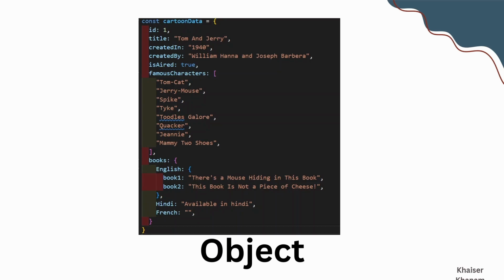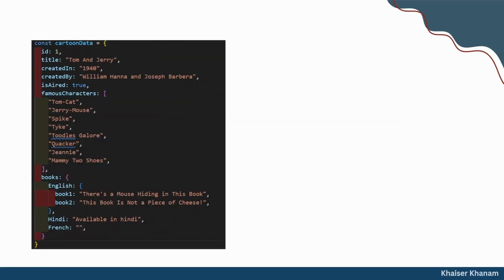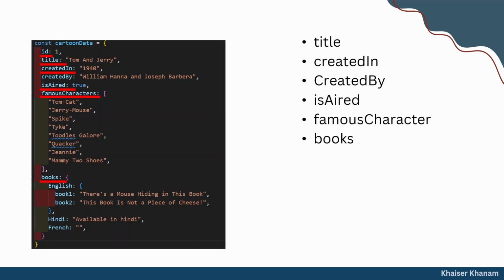This is our example object in which we will be working. This is an object in JavaScript in which we have lots and lots of properties, and for every property, we have different data. But sometimes it becomes very important to separate all of them. So we can separate them by their property names. We have title, created in, ID, created by. Whatever properties we have here, we can easily separate them.